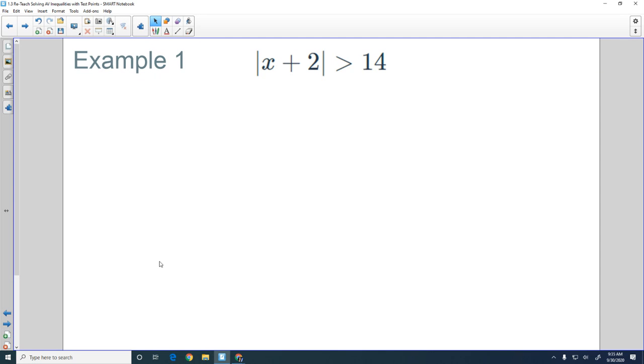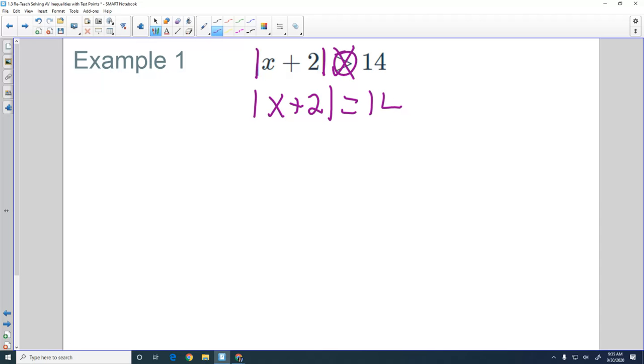So I've got this inequality, and it's nice because I've already got the absolute value isolated. It's already by itself. Now the big new step here is this inequality sign. Just completely forget about it, and let's rewrite this as the absolute value of x plus 2 equals 14. That's going to take away the headache of remembering when you switch that inequality sign to the left or to the right or anything like that.